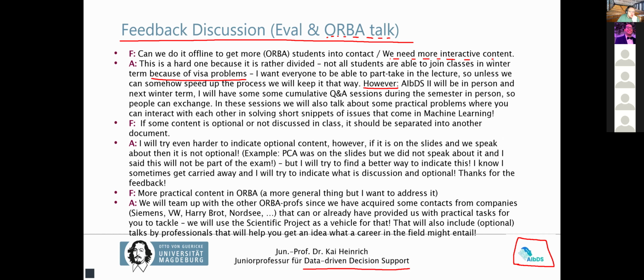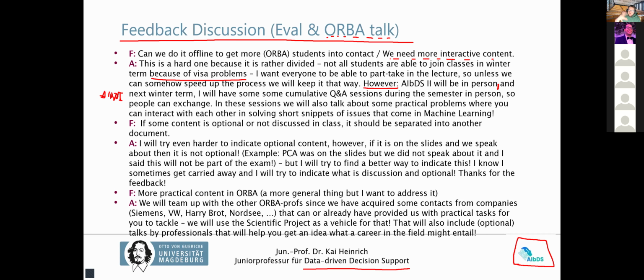So we'll be in person next winter term. This is for AIbDSS1 now, and next winter term for AIbDSS1. This does not affect you because it's AIbDSS1, and you're probably not going to take it again. I will have some cumulative Q&A sessions during the semester in person. Instead of doing the usual Q&As, we will have cumulative Q&As where we can meet in person, once or twice a semester. People can exchange, and then we also have some interactive content there.